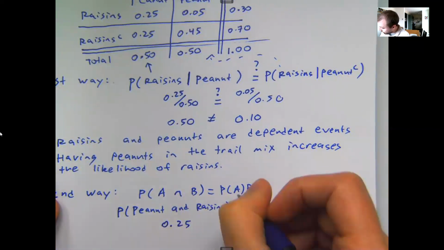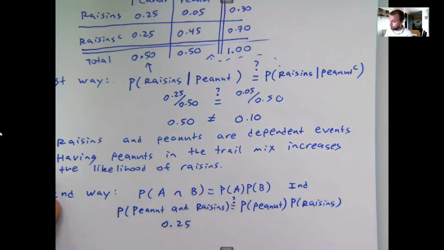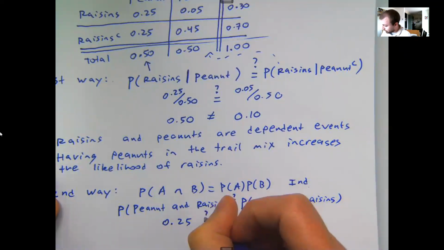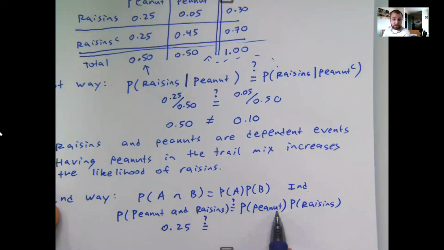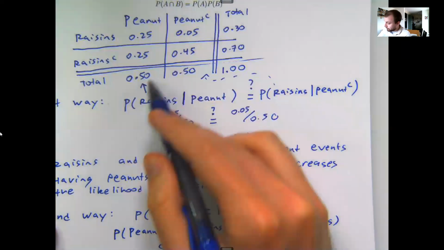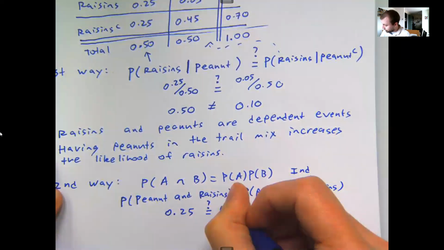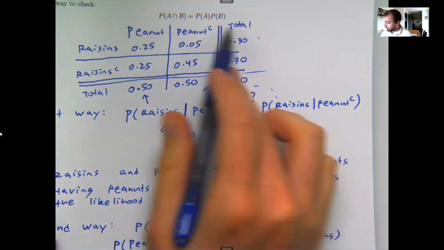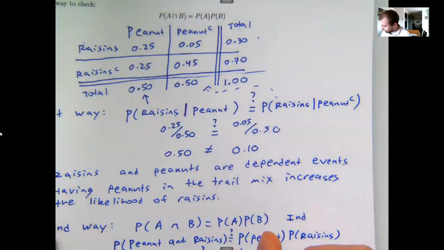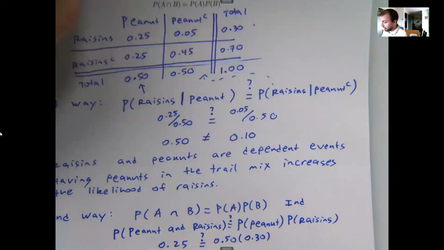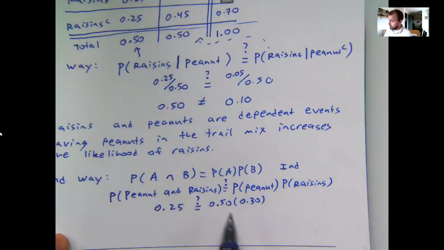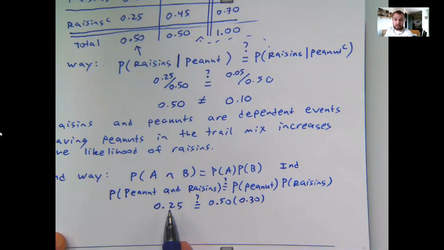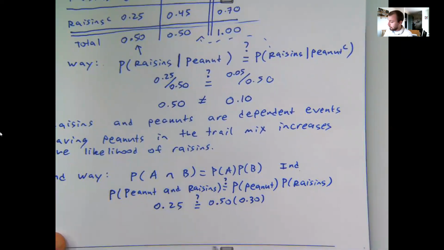I'm not sure if these are equal, so I usually put a question mark above things that I'm checking. Probability of peanut, well, using the table, it looks like 50% have peanut in total. Probability of raisins, looks like in total the raisins is 30%. And if I multiply 50% and 30% together here and I get this 25%, I'm in good shape, it's independent. If these numbers are different, it's dependent.